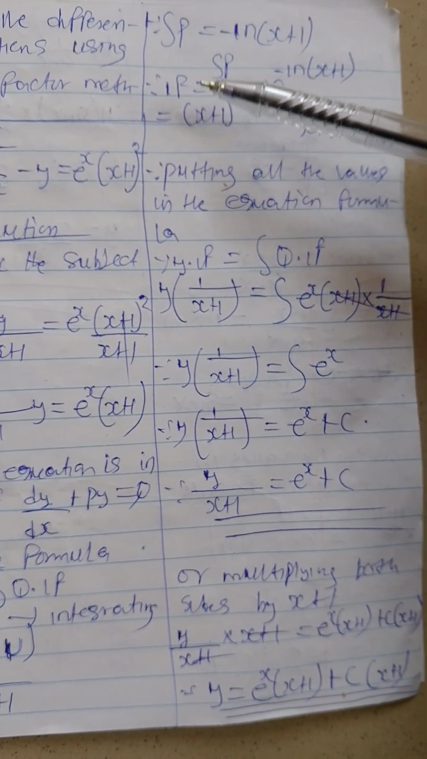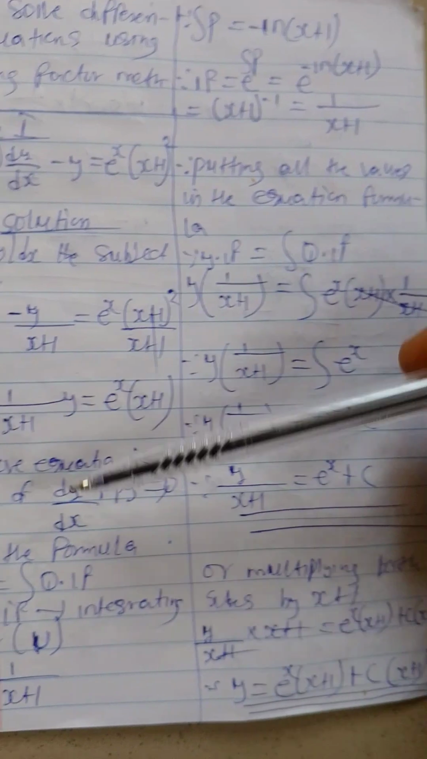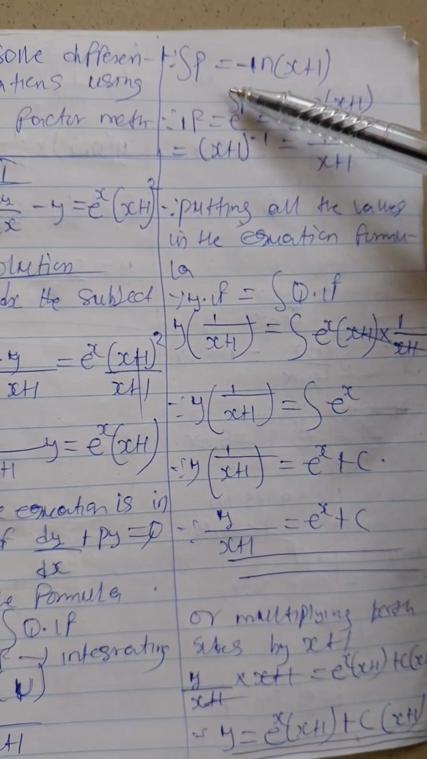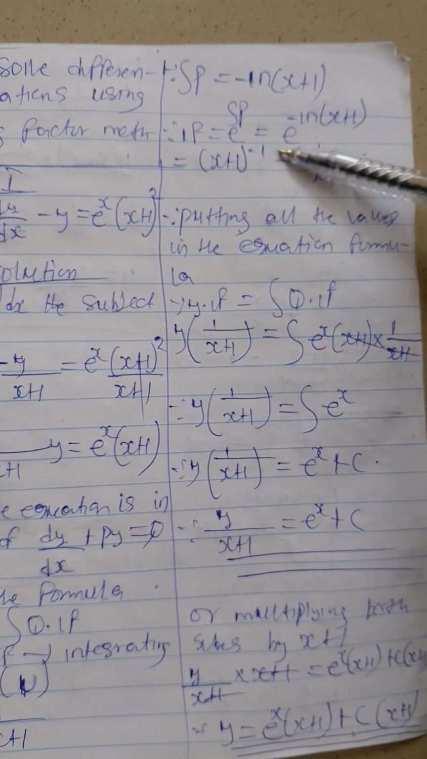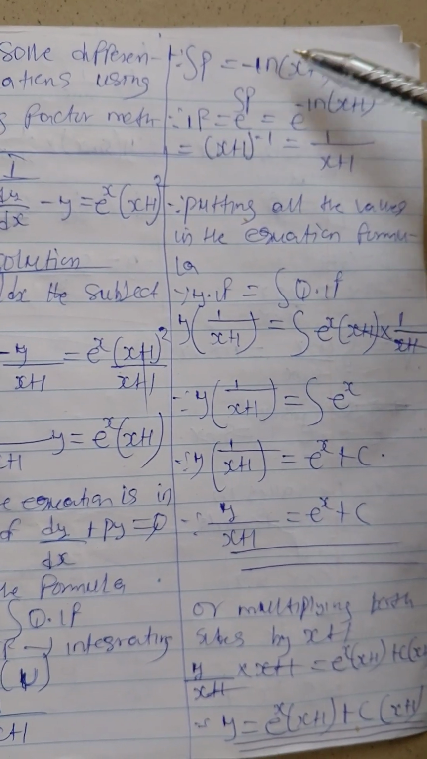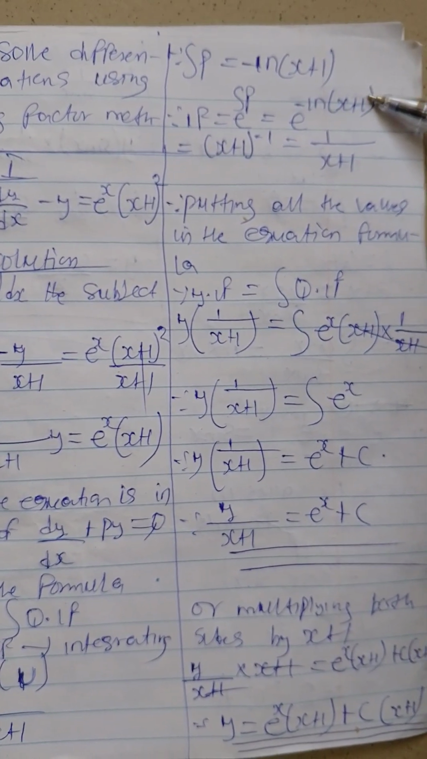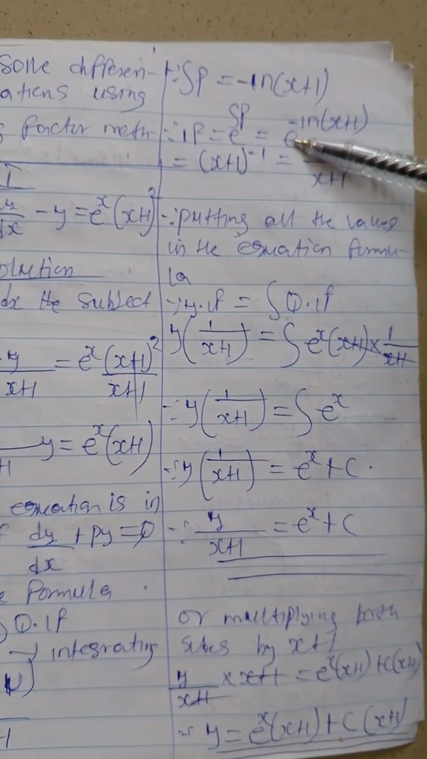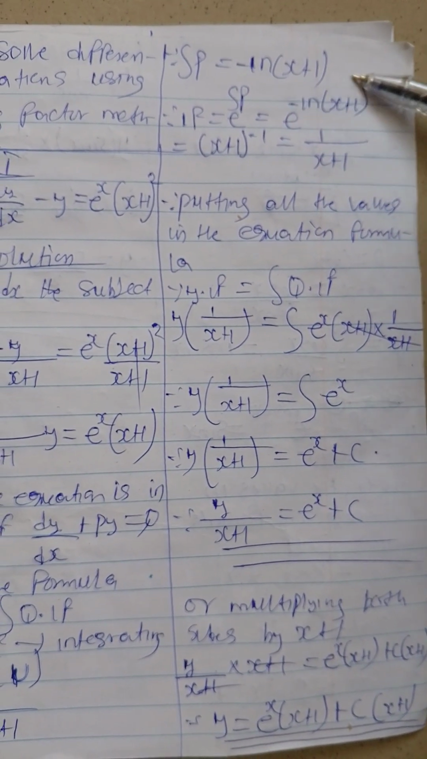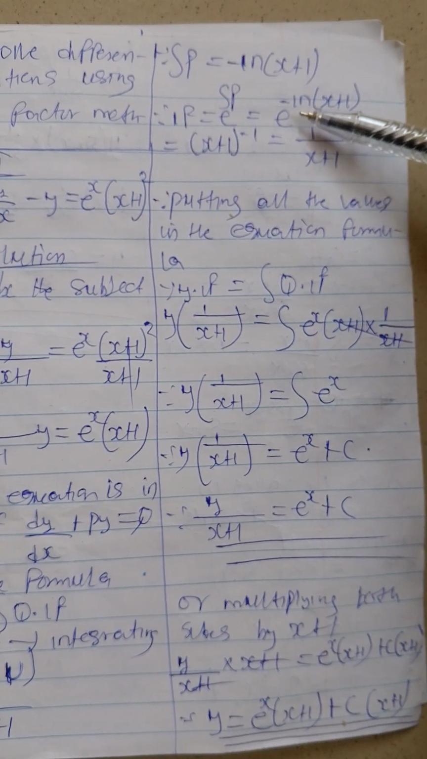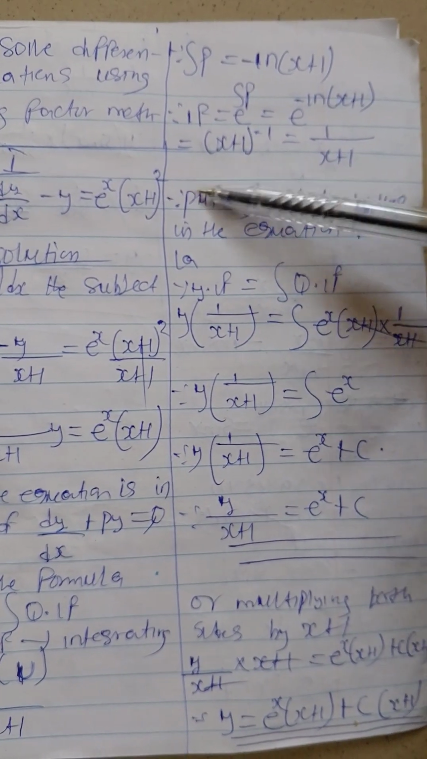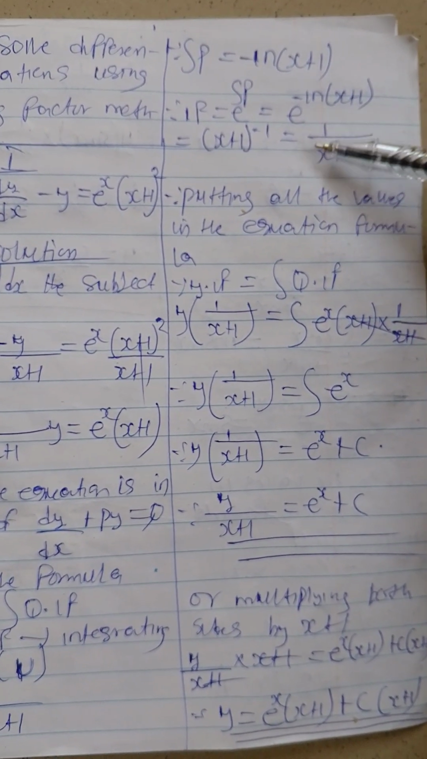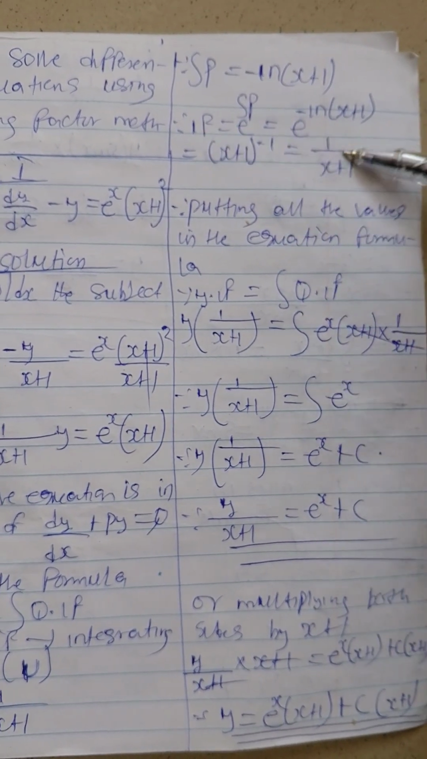Now remember, always know that IF, which is the integrating factor, is gotten by e raised to the power of the integral of P. And you know my integral of P is minus ln(x+1). So for me to cancel out this exponent and ln, this power has to go on top of this. The exponent cancels ln, remaining (x+1) raised to the power minus 1, which is the same as 1 over x+1. So my IF is 1 over x+1.